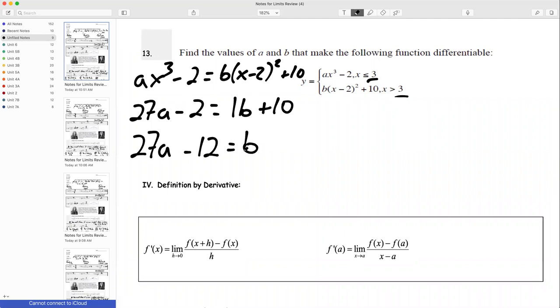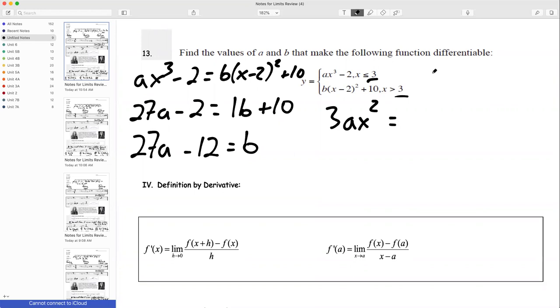So I could say that b is equal to 27a minus 12. And I'm still missing 2 variables. So I'm going to have to check, that was continuity. Now I will check the differentiability, which means I will take the derivative of both sides. So derivative of ax to the third is 3ax squared. And derivative of -2 is 0.